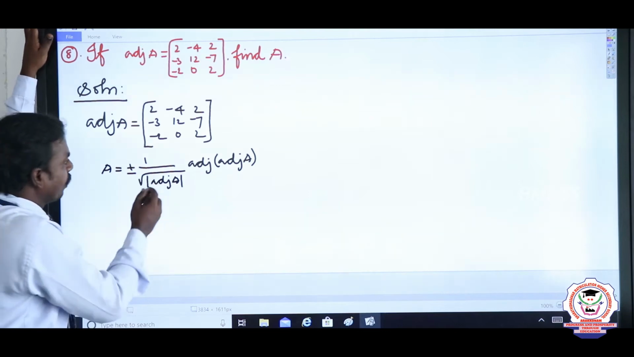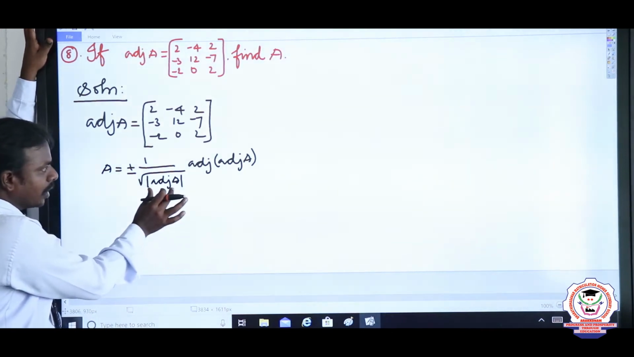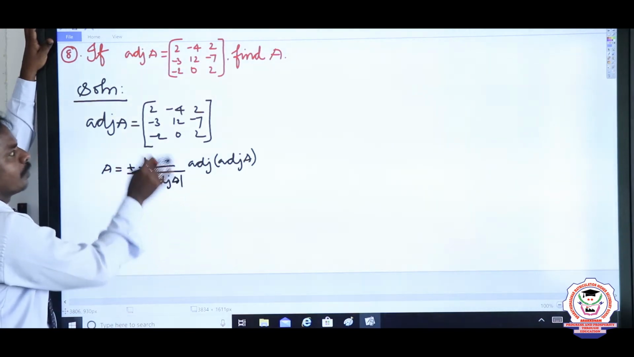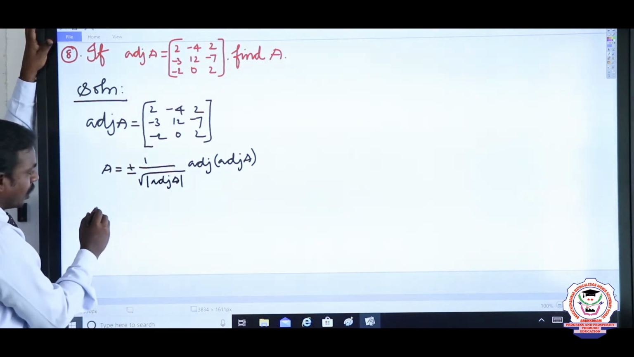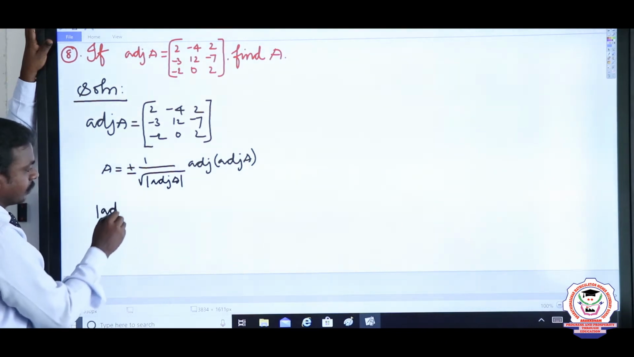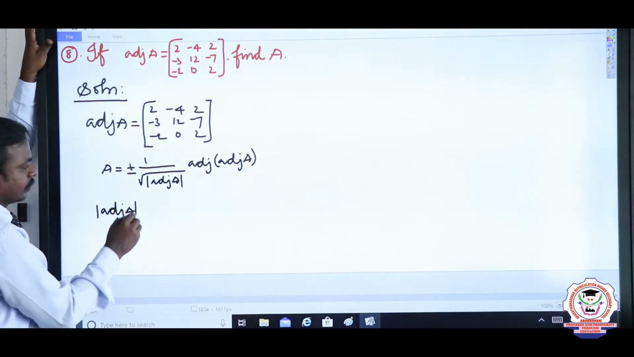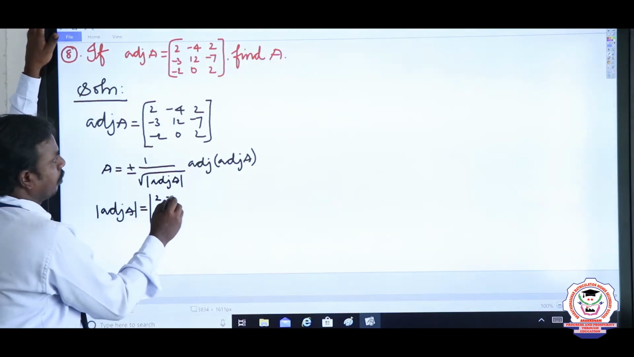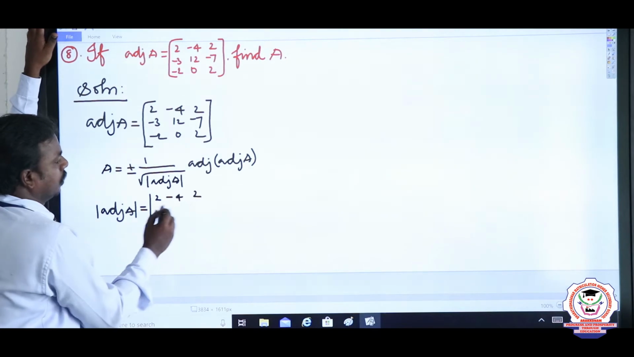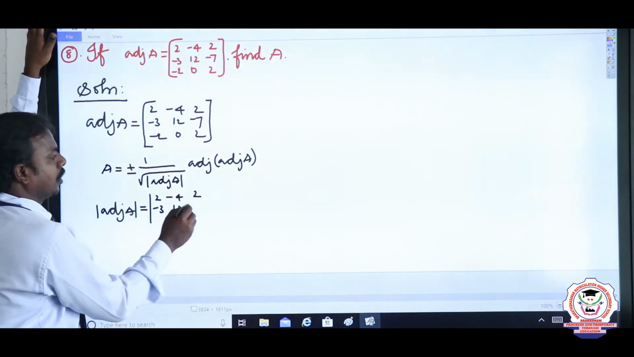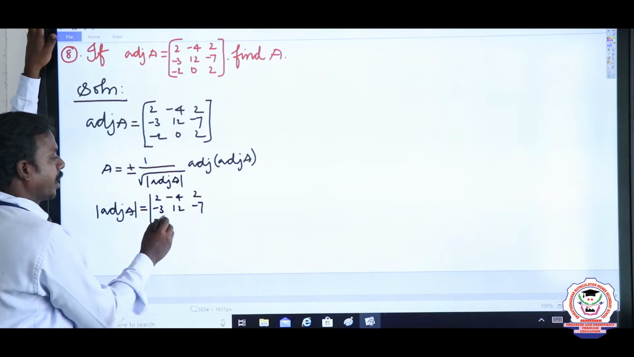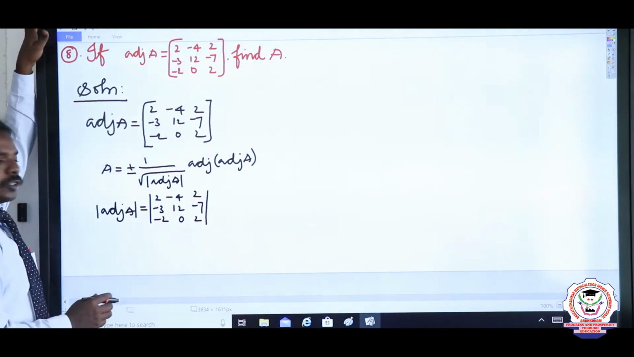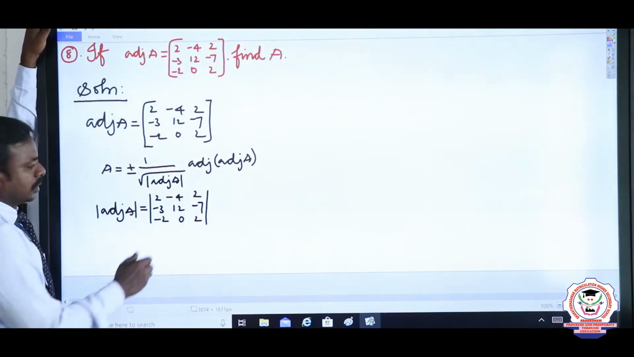Very simple. First I want to find the determinant of adjoint A. So adjoint A is what? That is 2, minus 4, 2, minus 3, 12, minus 7, third row minus 2, 0, 2. Determinant is always denoted by double bar.